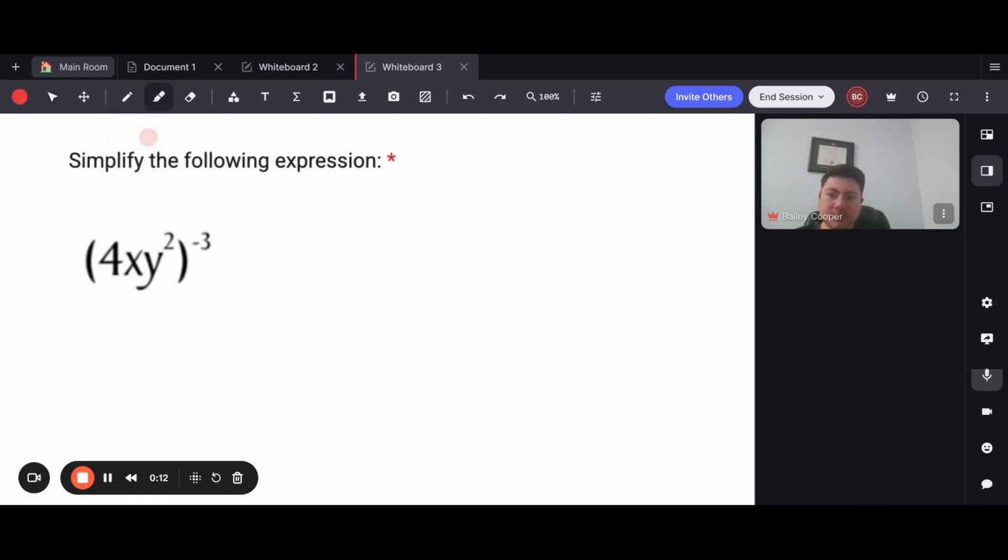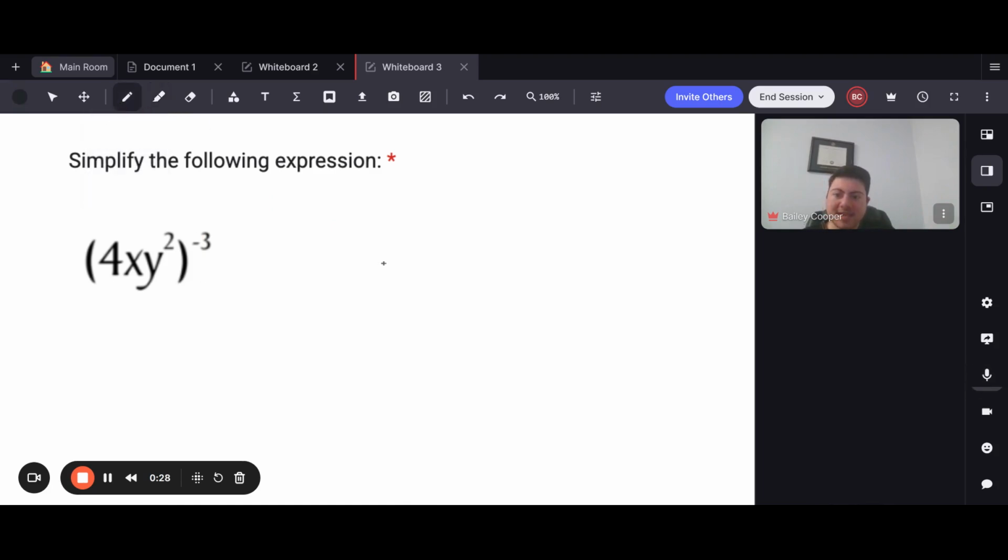The expression being 4xy squared to the negative third power. So there's kind of two things of interest going on here. One is the fact that this power is negative, so we have a negative third power. The other part of this is that it's to the third power. So let's start with the fact that it's negative and deal with that first.